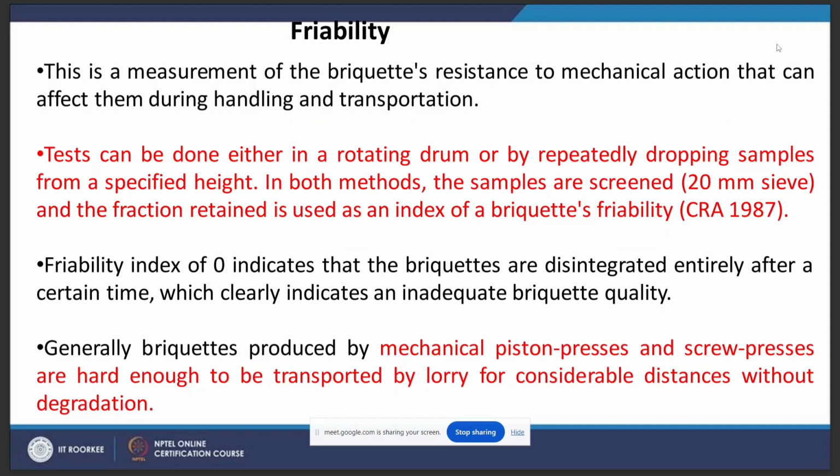Next, after density, is friability. It is the measurement of the resistance of the briquette to mechanical action, to which they can be exposed while handling and transportation. The test is done by putting the briquettes in a drum, or by dropping them from a specified height multiple times, and then the samples are screened and the fraction retained is used to find the friability. If the friability index is zero, the briquettes are of poor quality and will disintegrate completely after some time. So friability should be high.